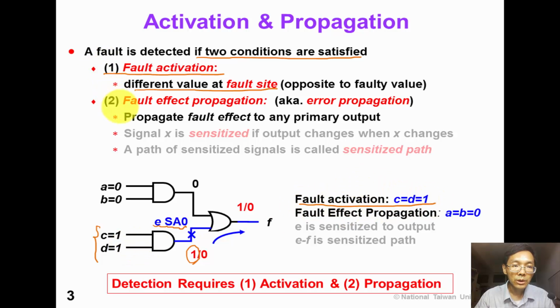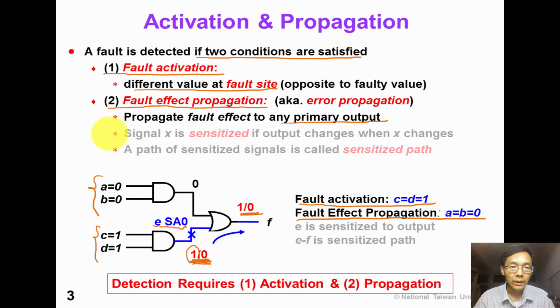Number two condition, we need to propagate the fault effect to any one of the primary outputs. Again, for this example, we want to propagate this fault effect to the output. Therefore, we need to apply 0, 0.